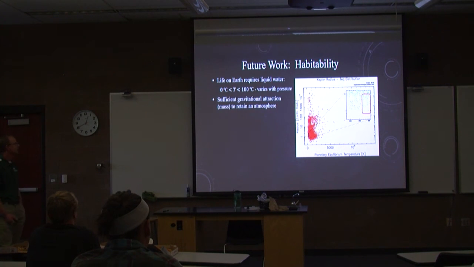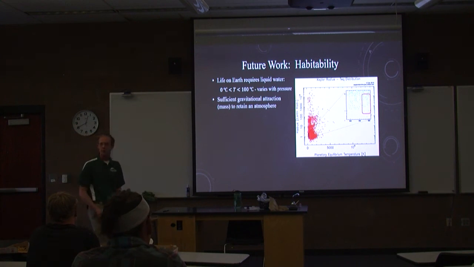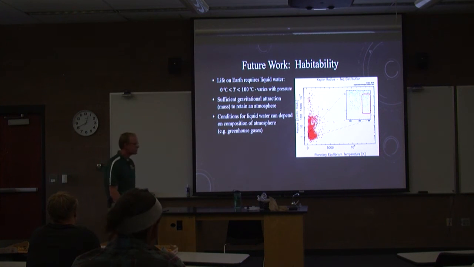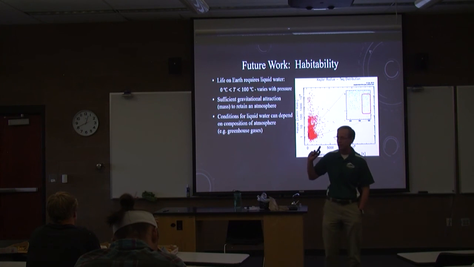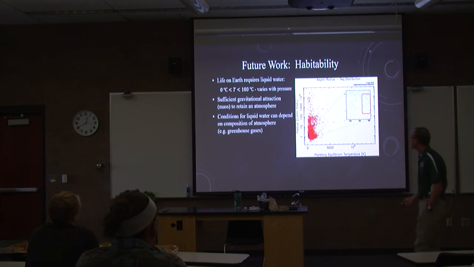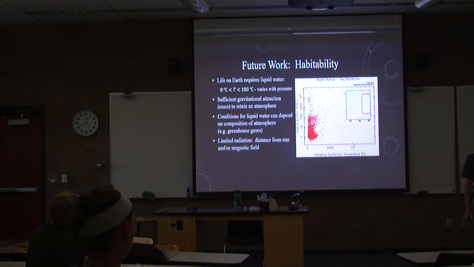You also have to have sufficient gravitational attraction to retain an atmosphere, we would think, although you never know what life is going to throw at you, so I wouldn't be too cocky with that particular statement. Conditions for liquid water can depend upon the composition of the atmosphere. So if you have lots of greenhouse gases, for example, that's going to change how your equilibrium temperature is going to be. There are other factors in there as well. For our understanding of life, you probably have to have limited radiation.